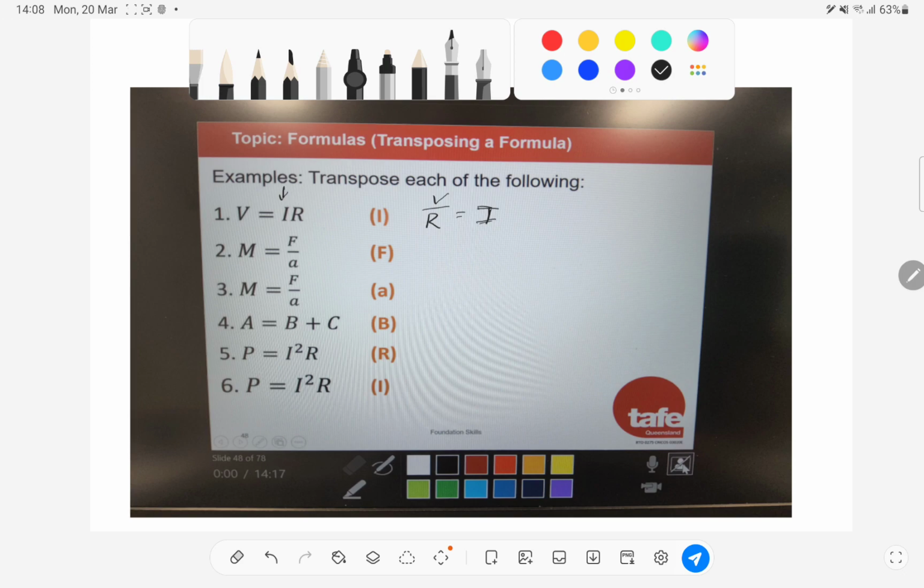The next one is F. So I need to find F. At the moment, I am dividing F by the acceleration. So if I divide, move it to the other side, it means to be multiplied. So I go M, multiply by whatever's on the other side. I need to keep saying that correctly. And there's my F.